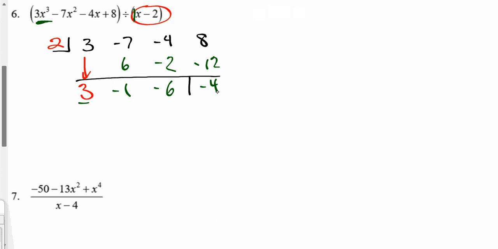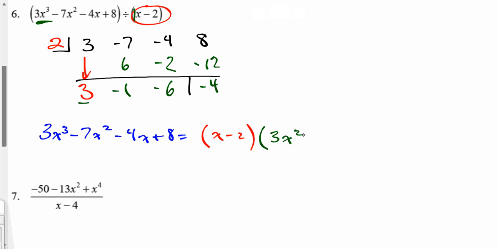And again, now we can just write out our division statement. 3x cubed minus 7x squared minus 4x plus 8 equals divisor x minus 2 times the quotient 3x squared minus x minus 6. So again, as I look at these terms, I think of this is my x to the 0 term, x to the 1 term, x squared term. And those are the coefficients that go with each of those terms. And then my remainder, minus 4. Good. Any questions?